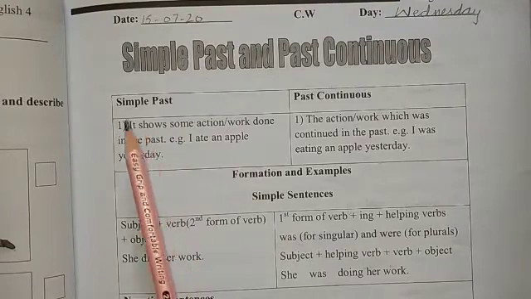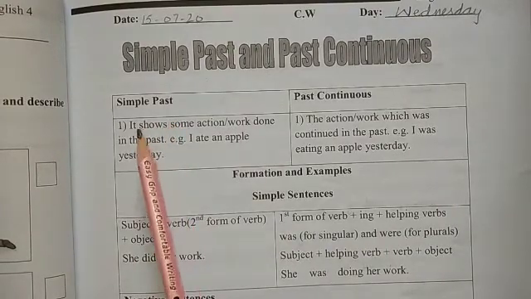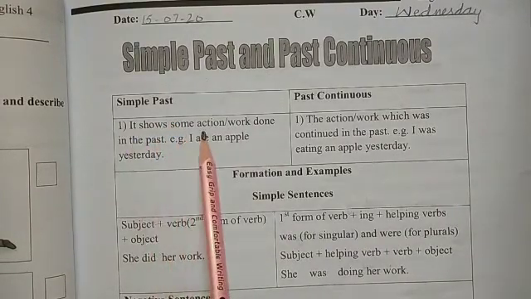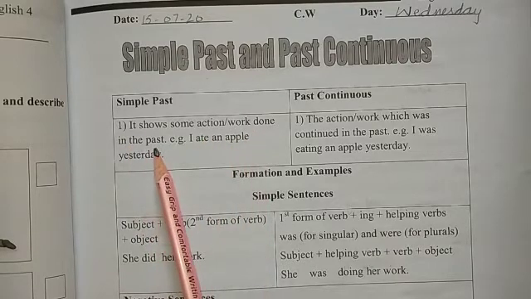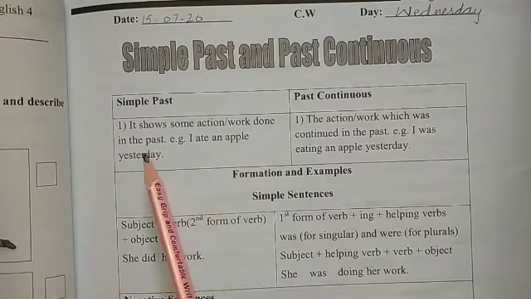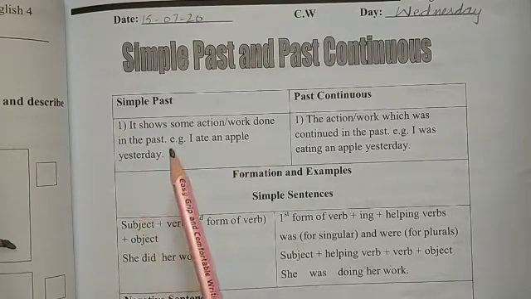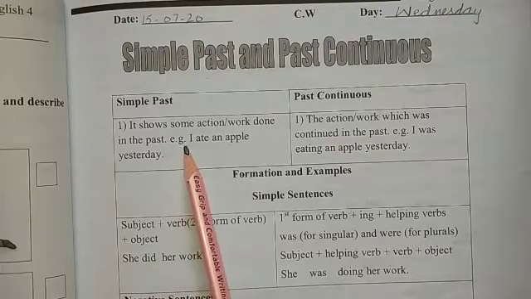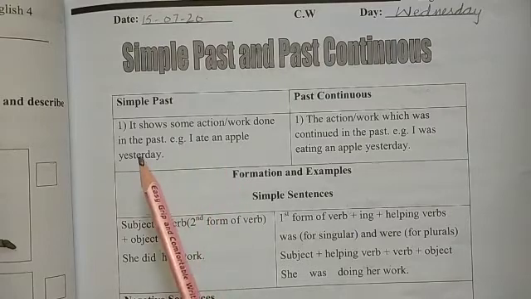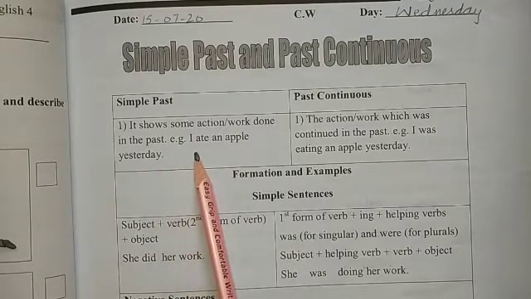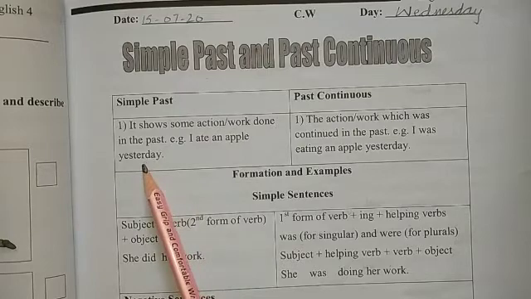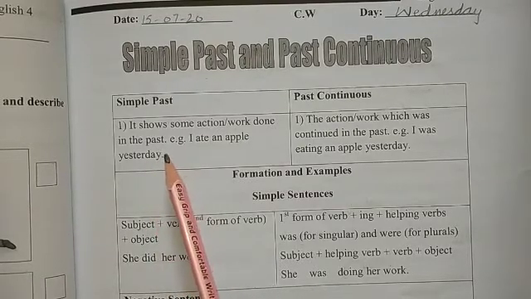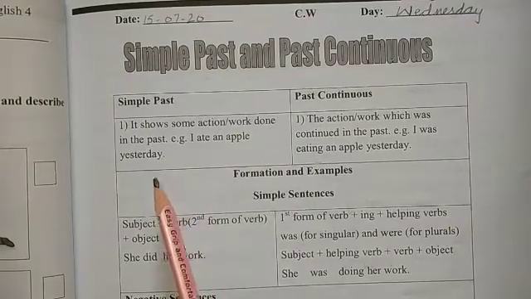Okay, so first is simple past. First look at the definition. It shows some action, work done in the past. For example, I ate an apple yesterday. Okay, it indicates that some action has done in the past. Okay, an action is completed in past. When did I eat apple? I ate apple yesterday. So simple past tense shows some action done in the past.